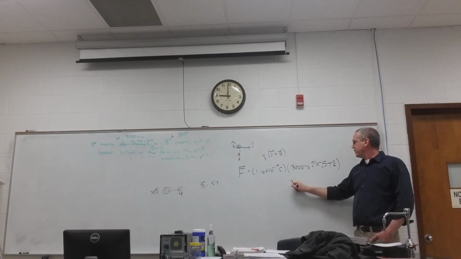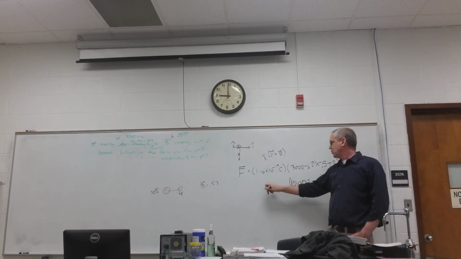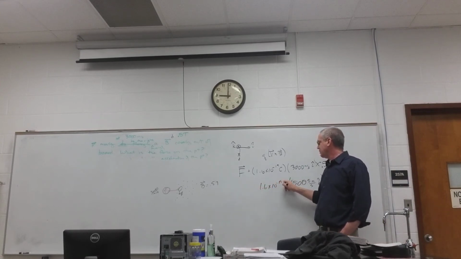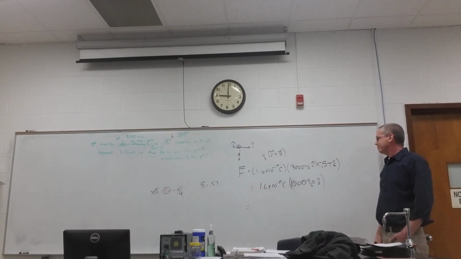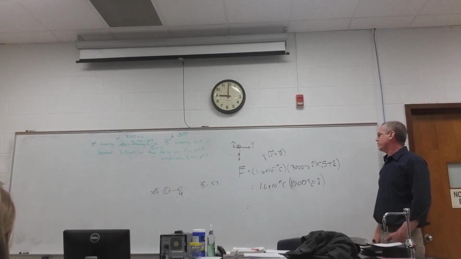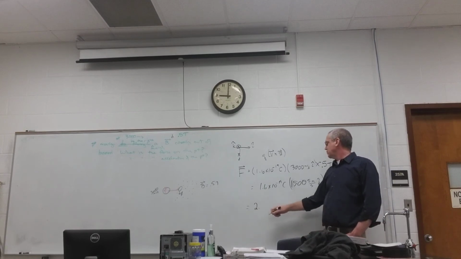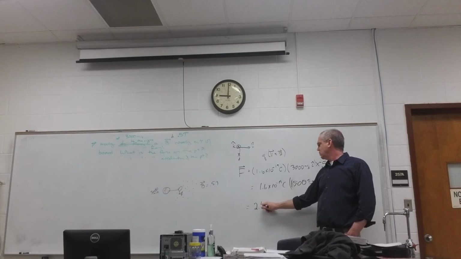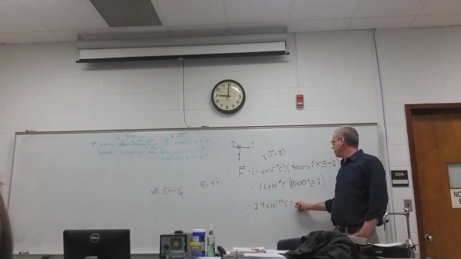So we have now 3,000, so I can do that math in my head. So we have 1,500 Tesla meter per second j hat times 1.6 times 10 to the negative 19 coulombs. And so 1.6 times 1.5 is going to be 2.4 times 10 to the negative 16th coulomb Tesla meters per second, j hat.